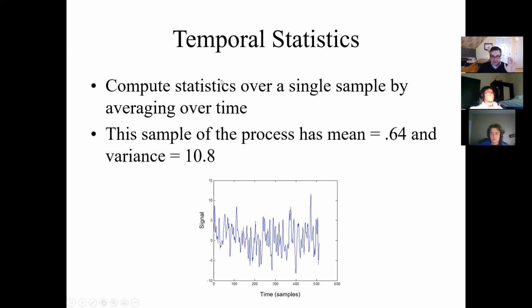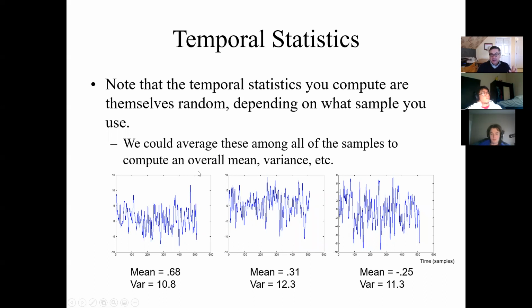So first, temporal statistics, again averaging over time. This sample of the random process has a mean of 0.64, right about there. If you were to draw a line where you thought the mean was, it would be around there. It has a variance of 10.8, and that expresses how much it varies about the mean. So that tells us something about the behavior of the signal. We get an idea of where its baseline is and what its range of variation is. So there's information there.